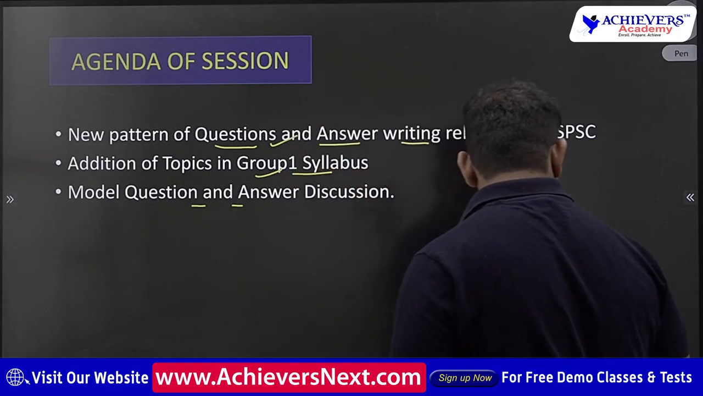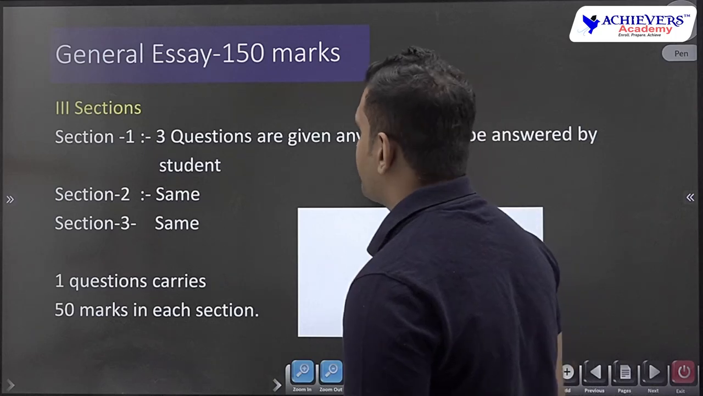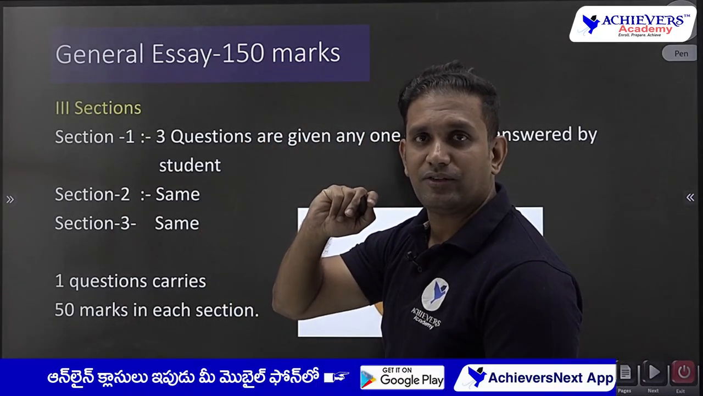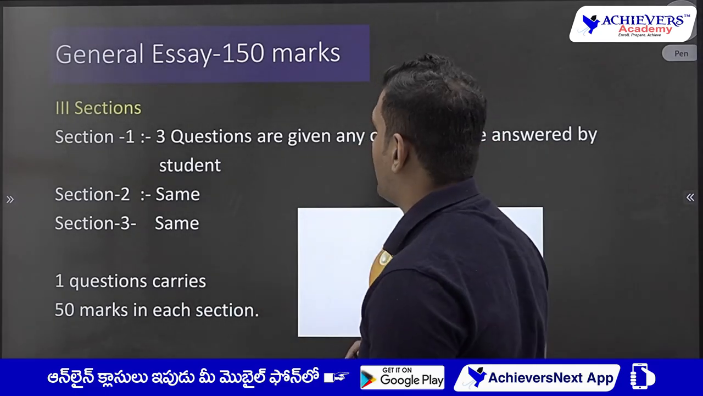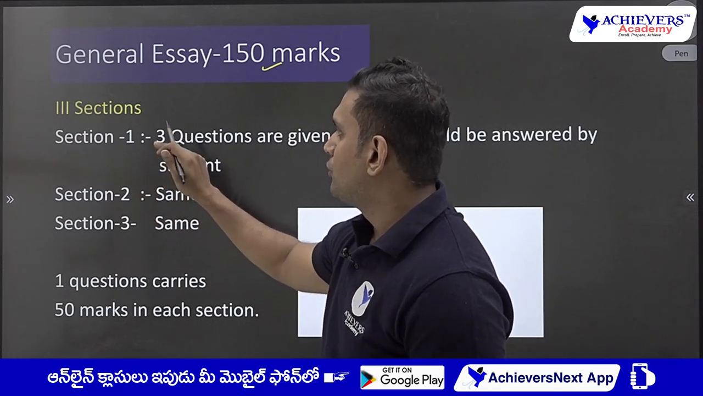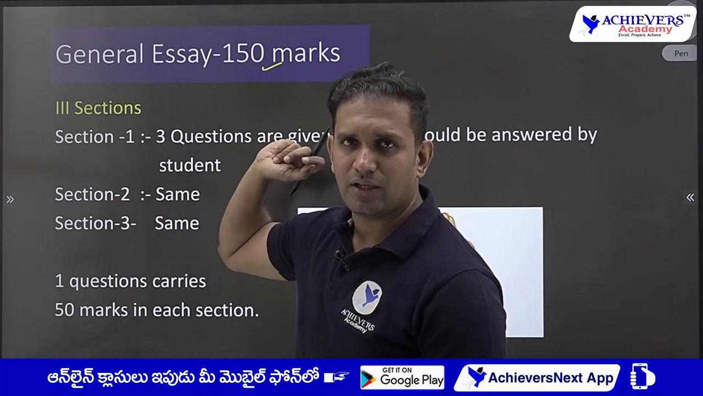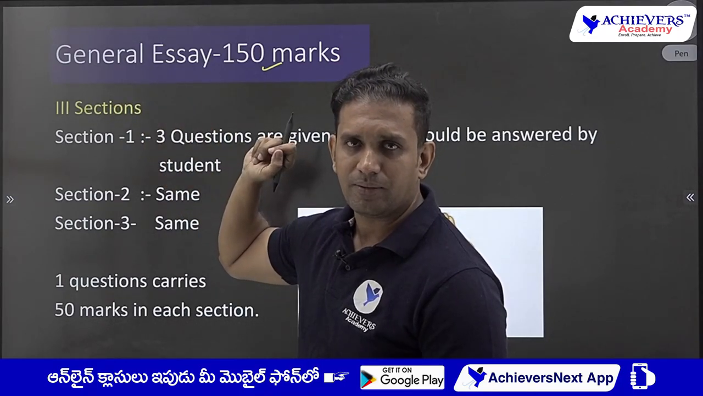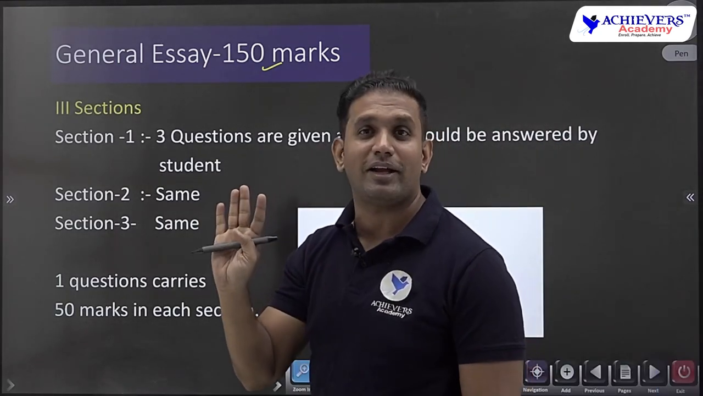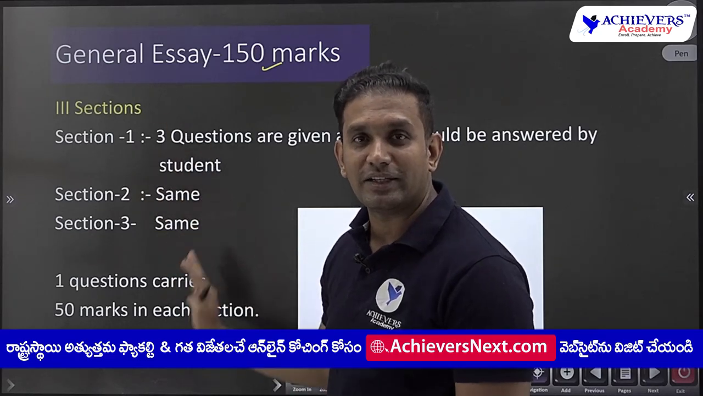Okay, fine. So, general essay, you can see here, every paper in our Group 1 mains examination consists of 150 marks. So general essay is also 150 marks. Here there is not much change with respect to the previous model of question paper. So that's why the smiley is saying that yes, we have escaped. We are at least happy in this case.